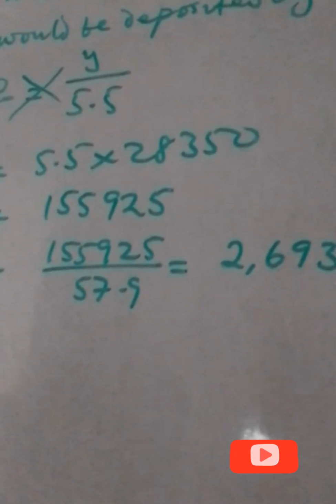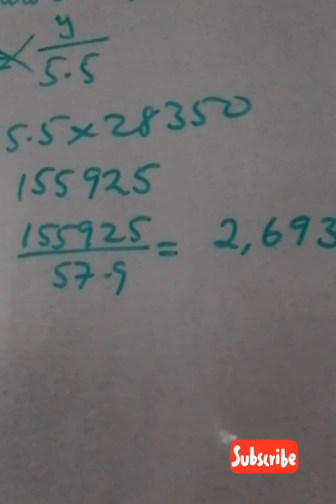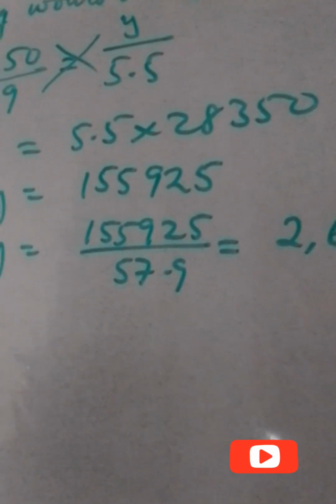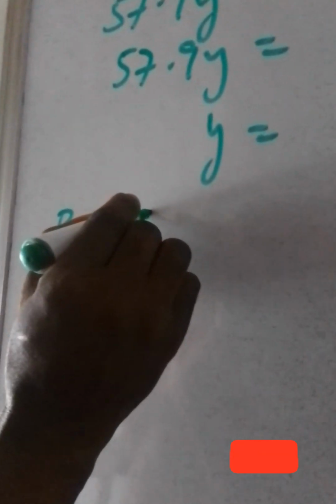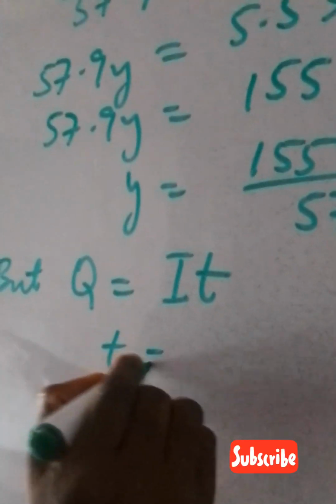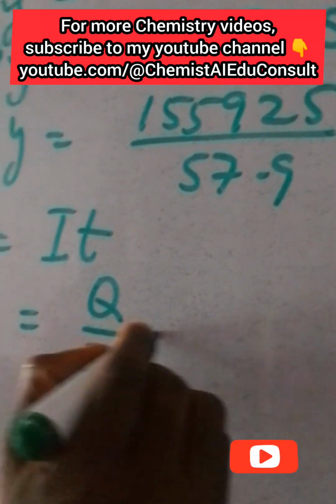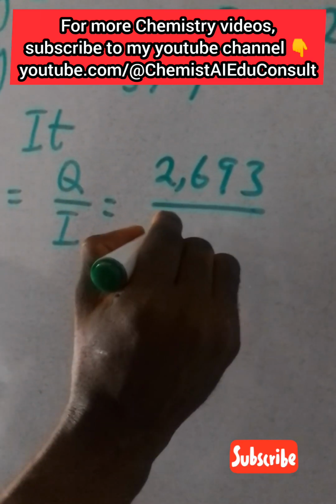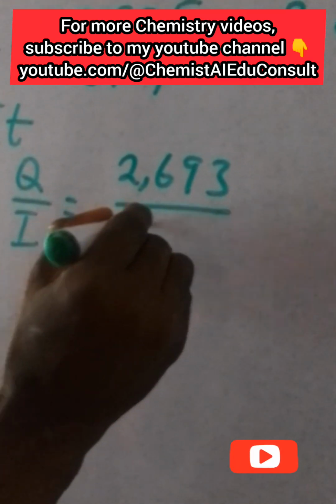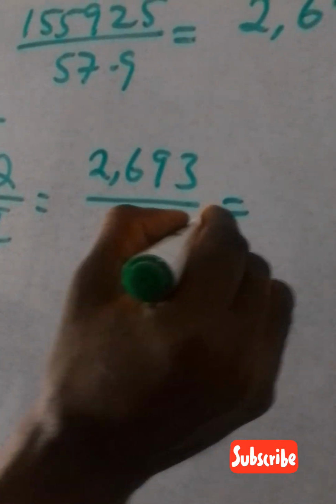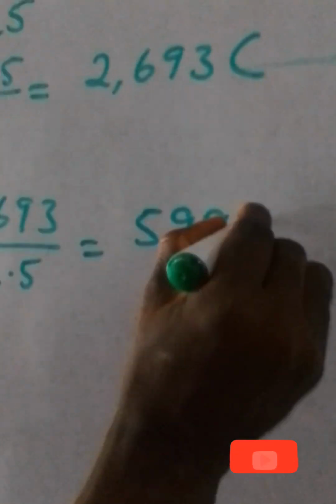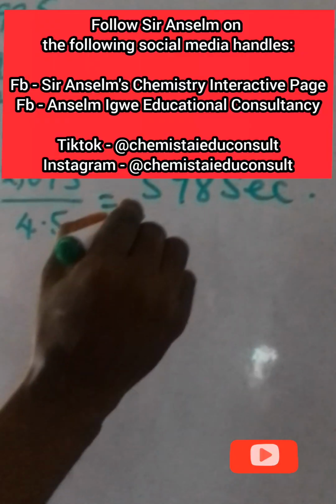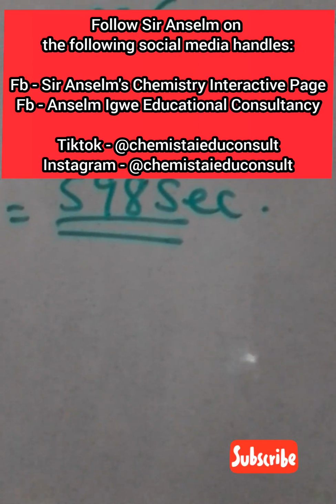But we are trying to calculate the time required. So that is why you should recall that the quantity of charge is equal to current times time. And we are looking for time. So time will give us quantity of charge over current. And in this case, the quantity of charge is 2,693. And the current, they say if the same current is used, which is still 4.5. If you divide these two, you are going to get 598 seconds. That is the time required to liberate 5.5 grams.